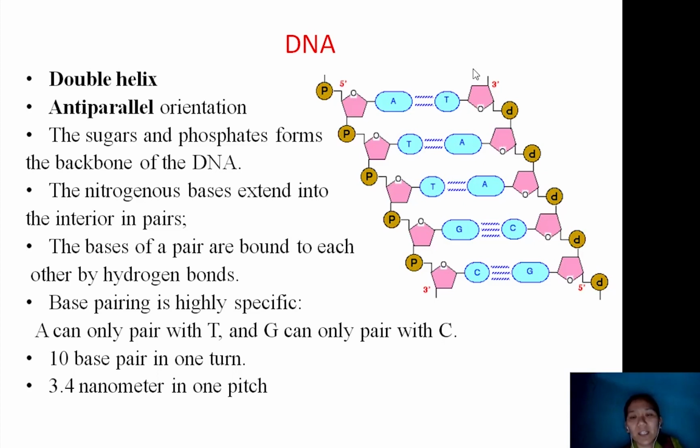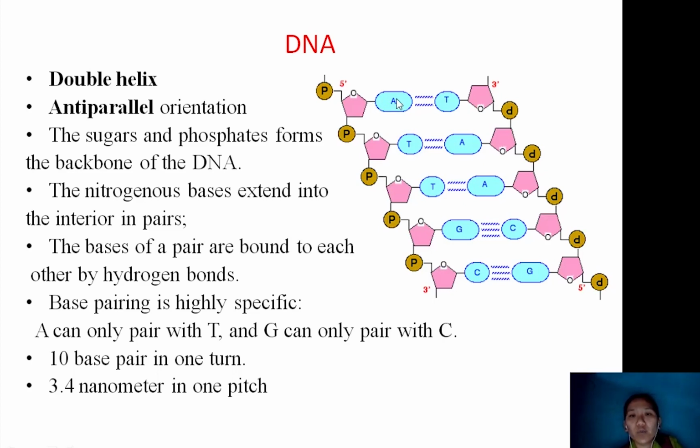And in the case of DNA, it looks like a ladder which is twisted like a helical structure. In this ladder, we can see that these are the backbone: ribose sugar, phosphate, ribose, and so on. So they form the backbone of the DNA. The nitrogen bases, that is ATGC, extend towards the inner part of it. The nitrogen bases extend into the interior in pairs.